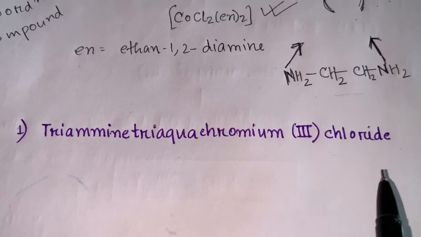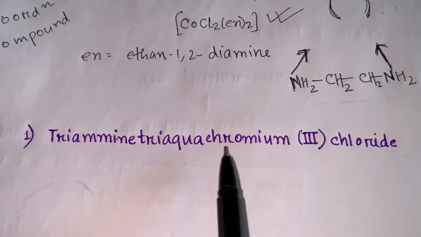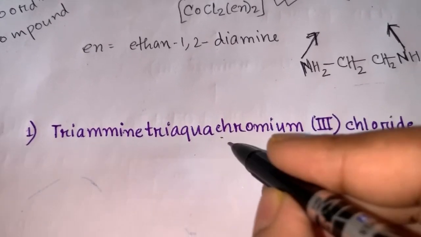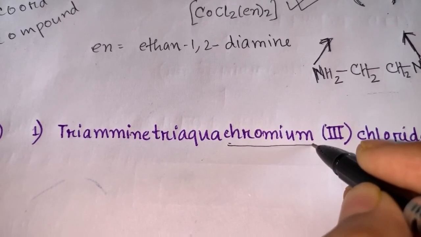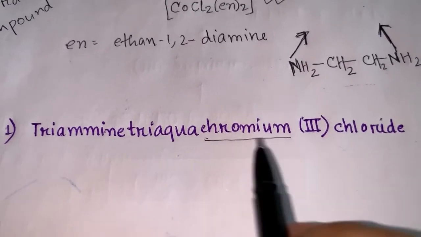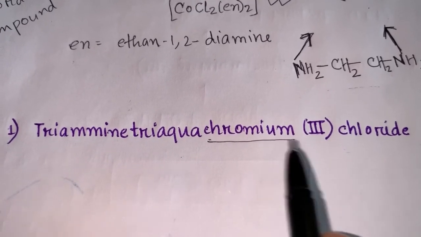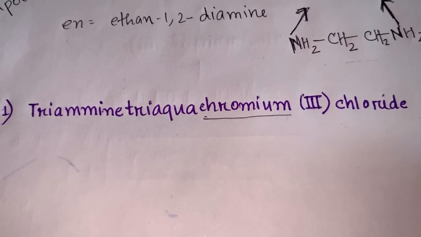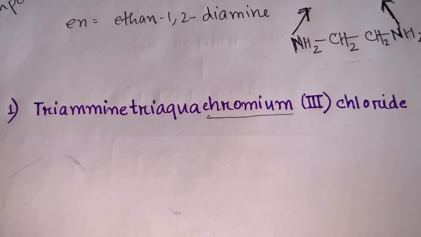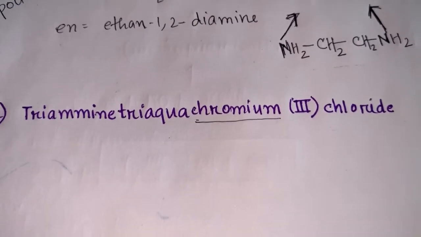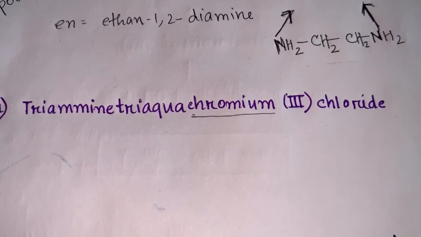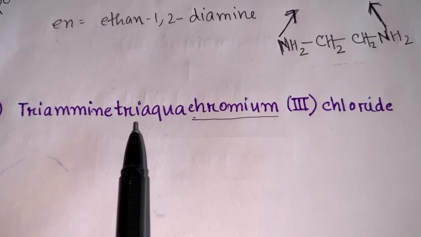That is very clear to understand if you see the name of the central metal atom. If it is present in its normal form, then the coordination entity is present in the cation form. And if it is present like chromate, or if the central metal atom name ends like -ate, then the coordination entity will be present in the anion form. We will understand that, don't worry, in the next examples. So in this question, the name is triamine triaquachromium.